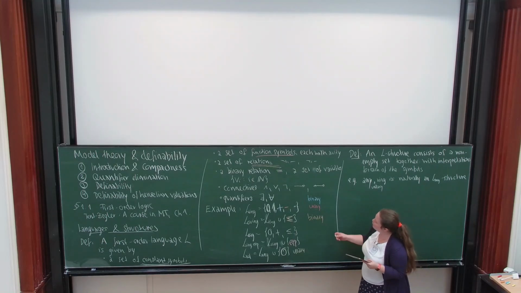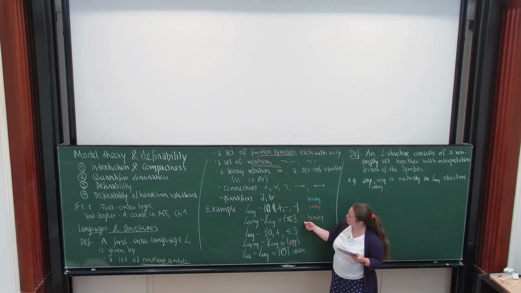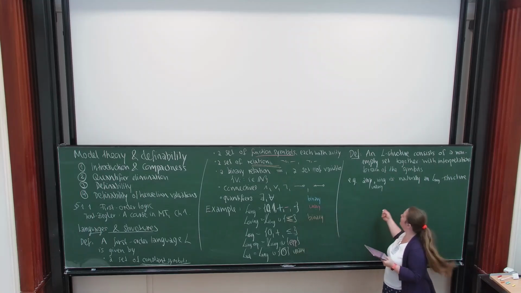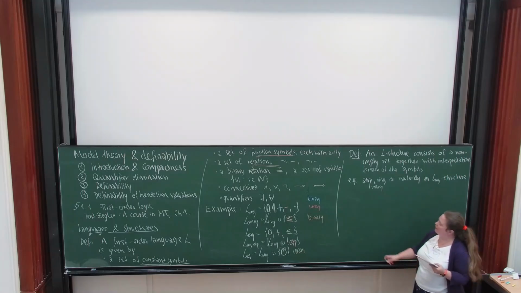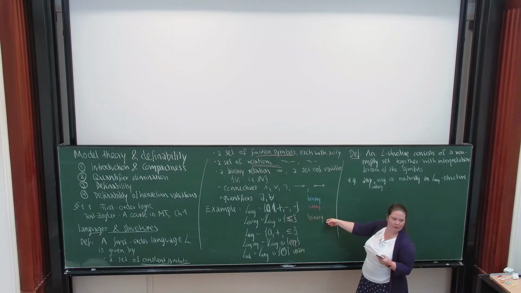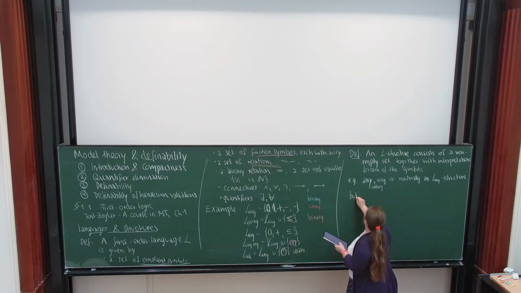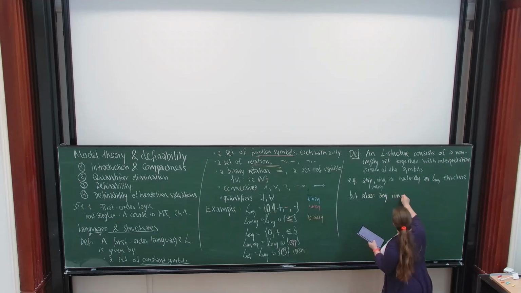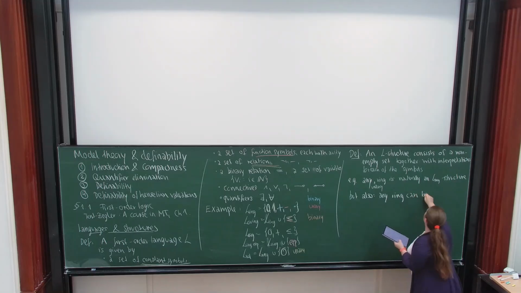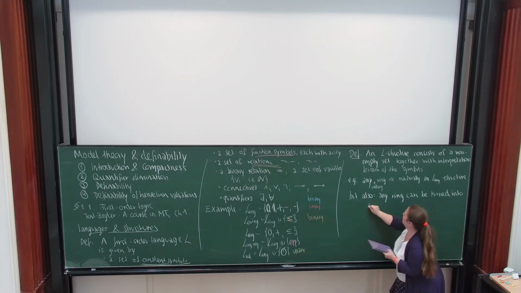But of course, not every ring is necessarily orderable in a sensible way. However, I can turn any ring into a structure in the language of ordered rings. Maybe the ordering is just nonsense, right? But also, any ring can be turned into an O-ring structure.